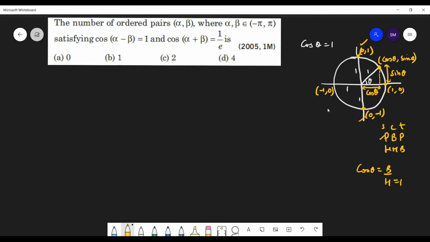Okay, so now you can see one thing, cos theta is 1. So where do we have cos theta equal to 1? See, cos theta is your x coordinate. So always remember students, the side adjacent to theta is your cos theta, and this is 1. This adjacent side will be your cos theta, and this is the opposite side, sine theta.